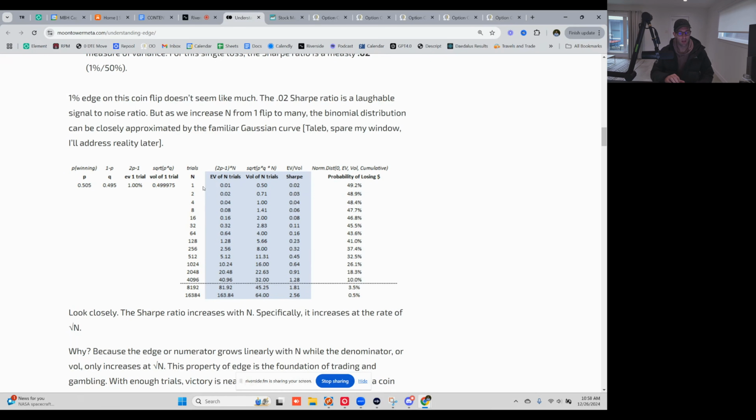So you see here that you've got a 50.5% chance of winning and a 49.5% chance of losing, or basically an expected value of 1% per trial. After one trial, your Sharpe is 0.02. But as we go to 64 trials, our Sharpe is 0.16. As we go to 1,000 trials, our Sharpe is 0.64. And as we go to 4,000, our Sharpe is 1.28. And our probability of losing money goes drastically down.